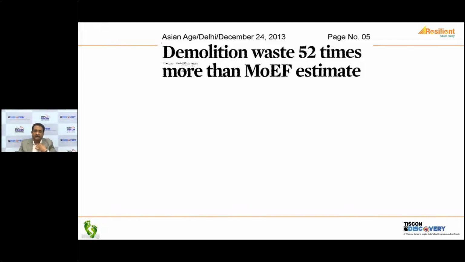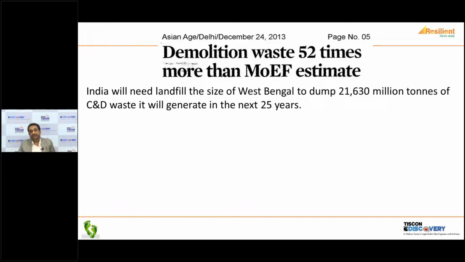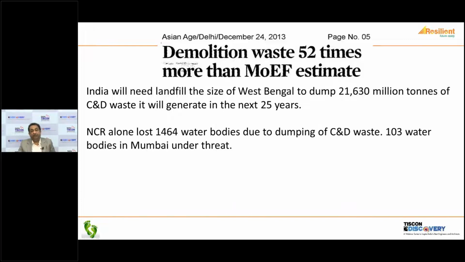Now, most of the C&D waste that is generated goes into the landfill. And if we continue business as usual, then India will need a landfill the size of West Bengal to dump the 21,630 million tons of C&D waste that is going to be generated in the next 25 years. Now, that's an awful lot of land to start with, and it's not going to work. What are the problems associated with it? Where does the C&D waste go and ultimately find its resting place?